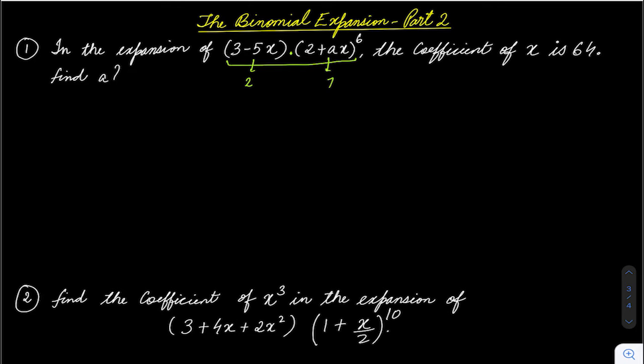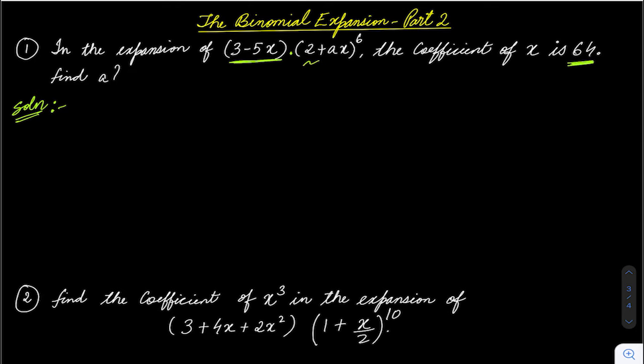Now there will be some x term in that expansion. So what we need to find out is the coefficient of x, and whatever we get, we will equate that to 64 and find the value of a. That's the logic to find the value of a. So how do you approach this? First you have to see which terms you need to simplify. Now this 3 minus 5x is already in simplified form.